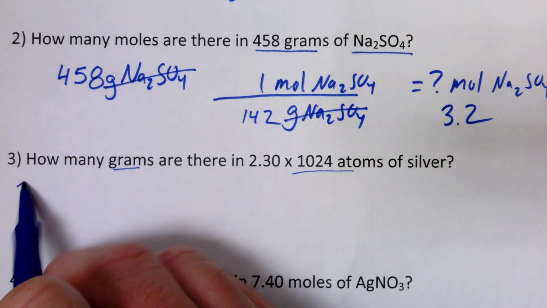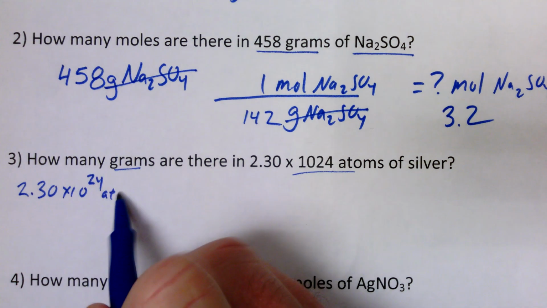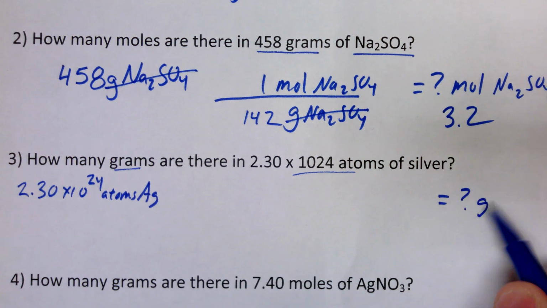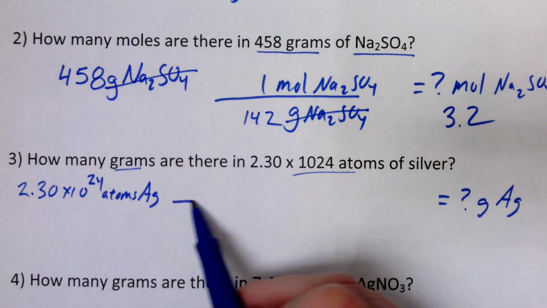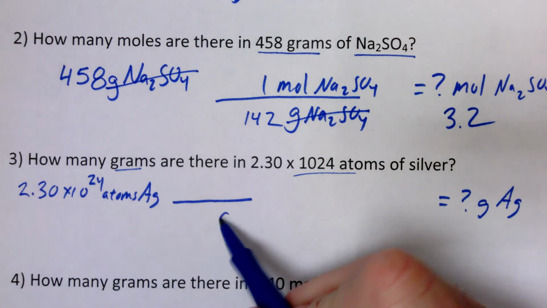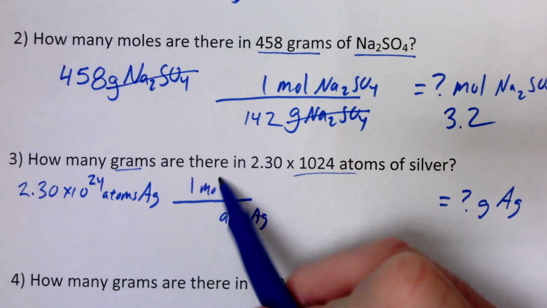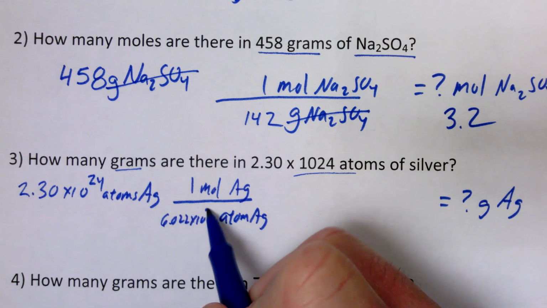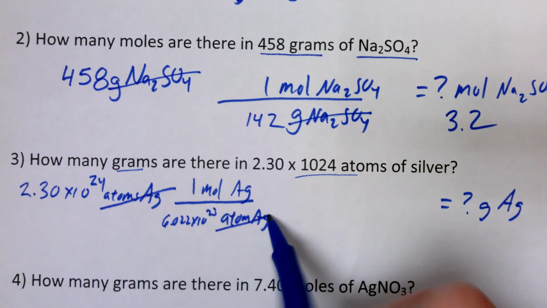I'm going to come over here and write down what I'm given. 2.30 times 10 to the 24th atoms of silver. And I want to know how many grams of silver would that many atoms be? Okay, so is there something we know about a number of atoms of silver? Well, we do know how many atoms are in 1 mole of silver. That's Avogadro's number. There are that many atoms in 1 mole of anything. So there goes atoms of silver.